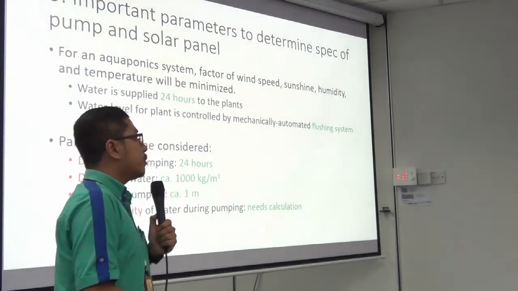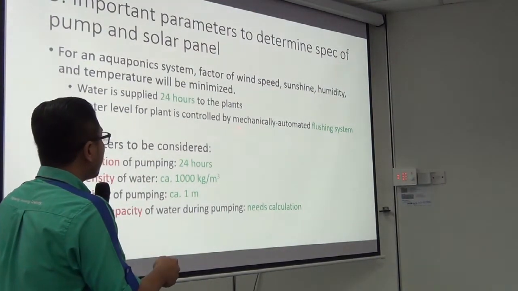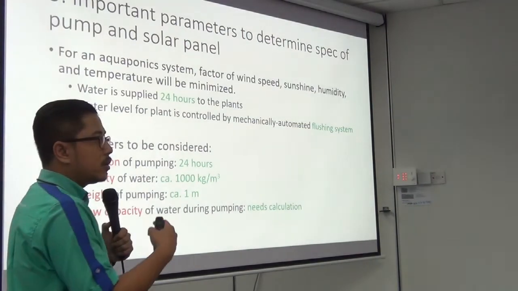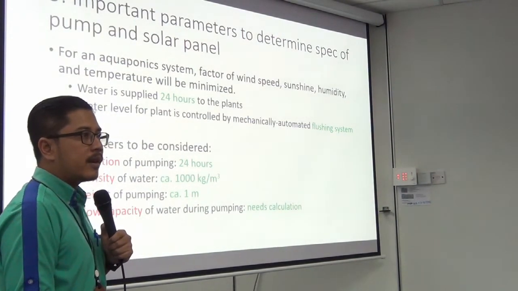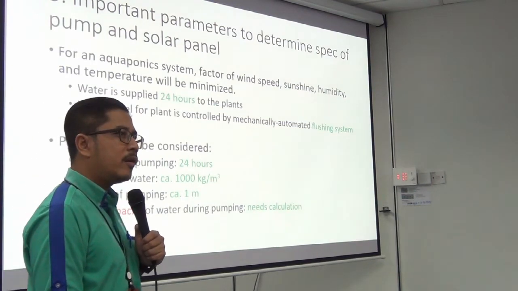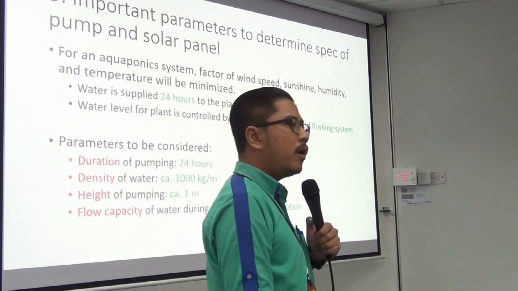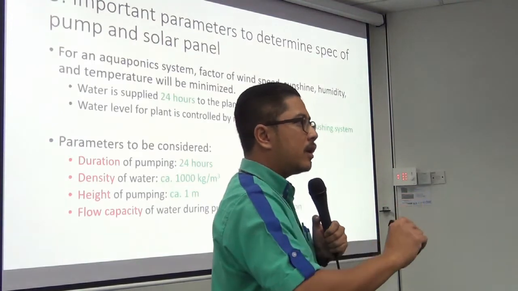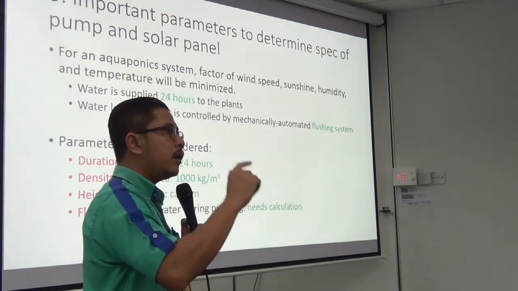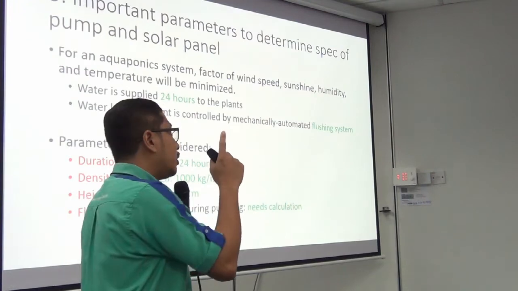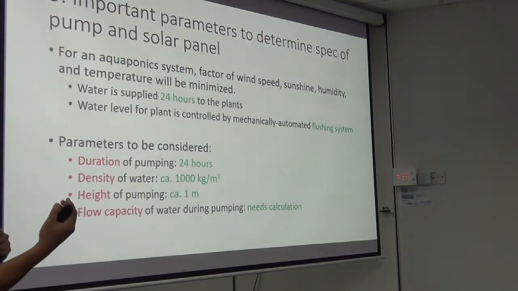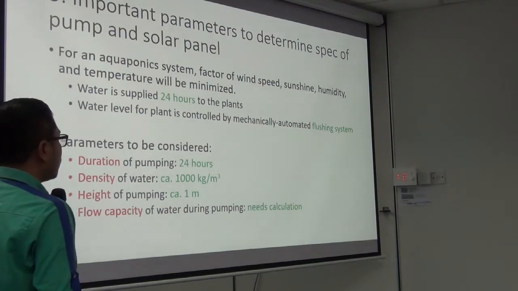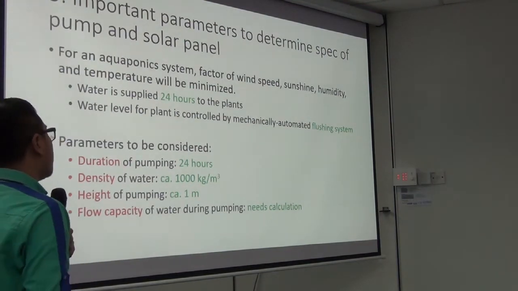prototype. In the 2.0 prototype, we have eliminated this mechanically automated flushing system. We integrate the system with Arduino, Raspberry Pi. You know what is Arduino and Raspberry Pi? It's a microcontroller, a small computer that will control the water level depending on the plant that you use for the system. Different plants will need different levels of water, so we need a microcontroller to control that.